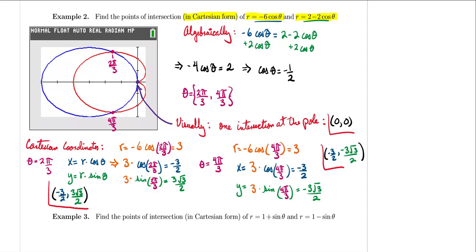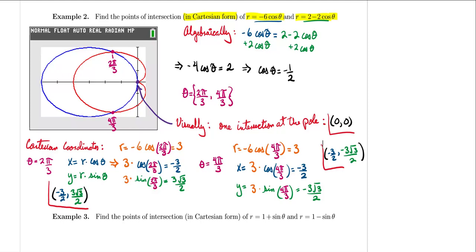Now, as you can see here, if you're solving them algebraically, you may not get all of the intersections. Sometimes you have to visually inspect the curves so you can see whether you're actually getting all of the intersections. And a lot of times you will see 1 or 2 that are not given algebraically.